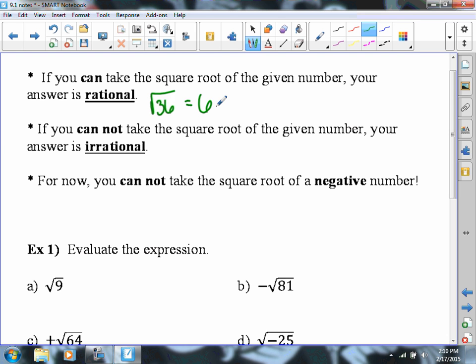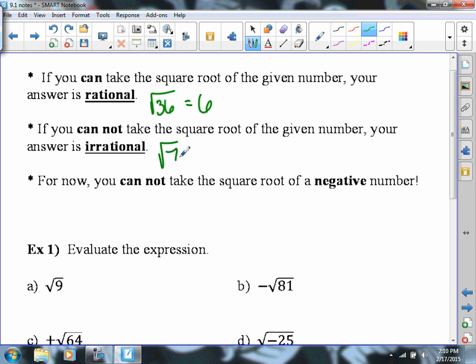If you can't take the square root of a number, meaning it doesn't have a whole number when you take the square root of it, like if you take the square root of 7, you're going to get a decimal. Okay? So if it's not a whole number, then that's going to be an irrational solution.